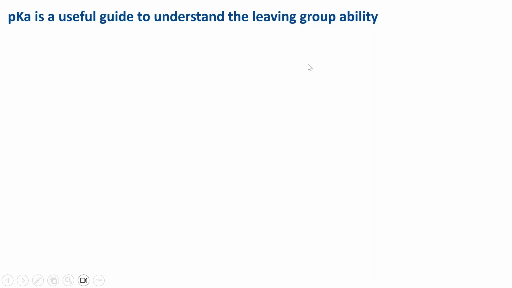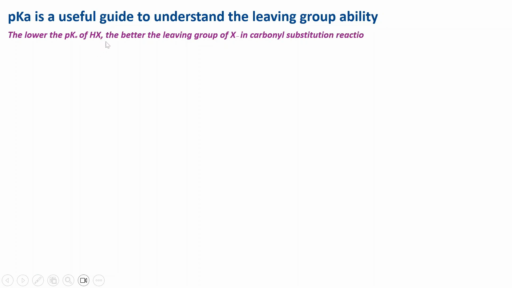Now we are going to learn the relation between the leaving group ability and the pKa value of the conjugate acid. The pKa is a useful guide to understand the leaving group ability. If you consider an acid HX with a lower pKa value, then the corresponding anion X minus will be a better leaving group in carbonyl substitution reactions. We can take our previous example where we treat acetyl chloride with ethanol and a base, generating this tetrahedral intermediate with 3 different kinds of groups.